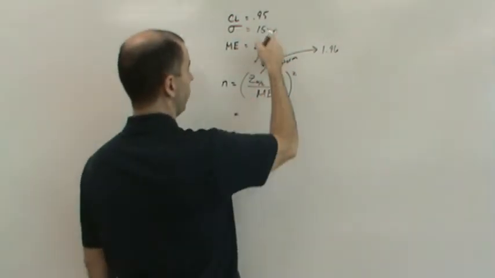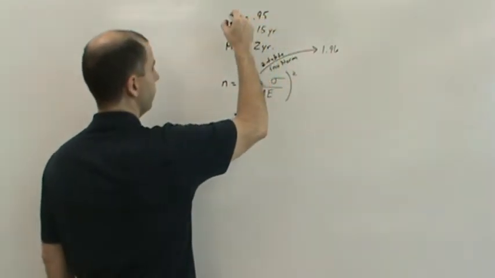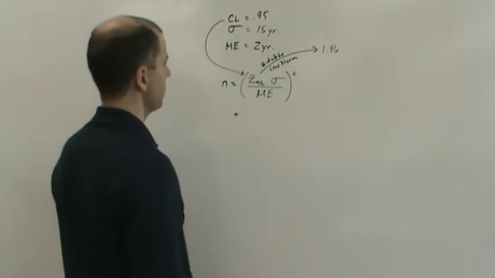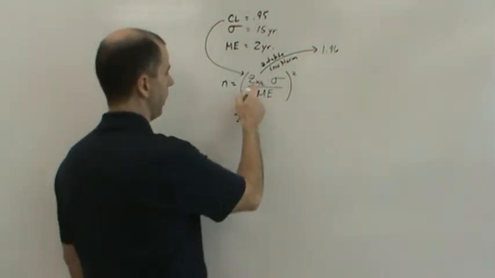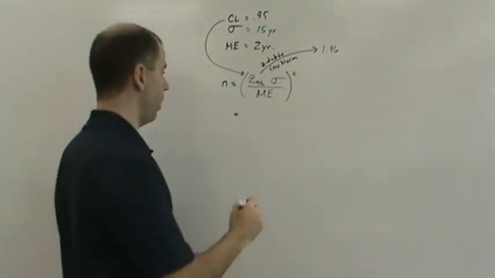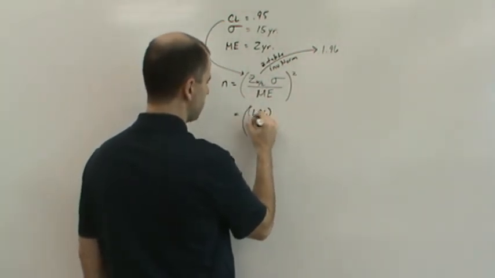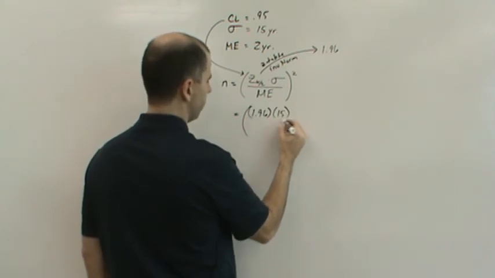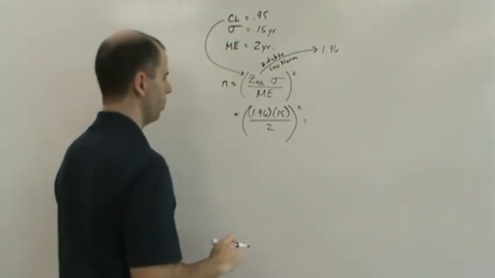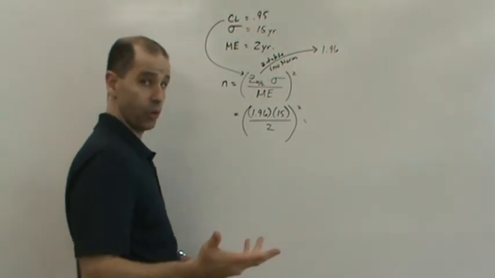Sigma, we know, is 15 years, and the margin of error is 2. The confidence level gives us our critical value, and then you could use the table or inverse norm to get the critical value. So now all we have to do is plug and chug. So this is going to be 1.96 times 15 divided by 2, and then we're going to square that. And so what do we get? Well, we get something very close to 15 squared, so it's going to be close to 225.